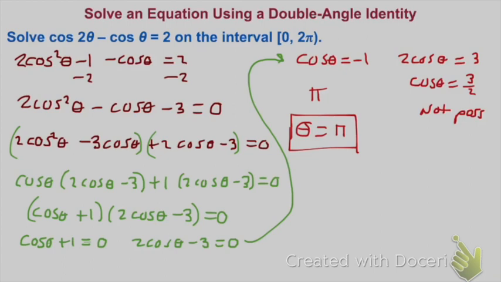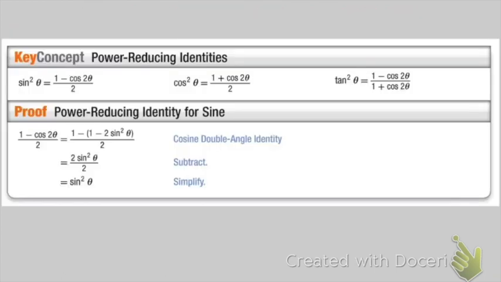Next, we're going to move on and look at power reducing. Here we have power reducing identities. We don't always want to have to deal with stuff that has powers in it. Sometimes it's easier to work with things without exponents. So we do have these things called power reducing identities where we can change sine squared theta into 1 minus cosine 2 theta over 2. We can change cosine squared theta into 1 plus cosine 2 theta over 2. And tangent squared theta can be turned into 1 minus cosine 2 theta over 1 plus cosine 2 theta.